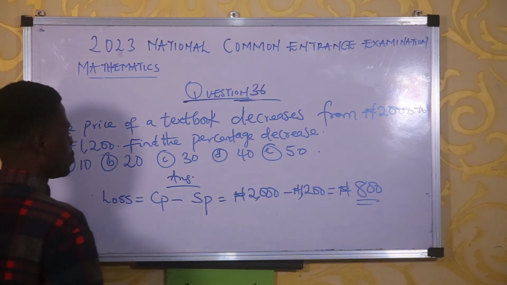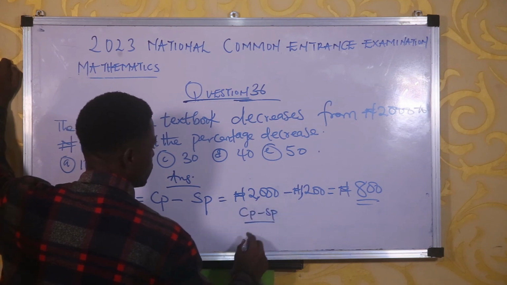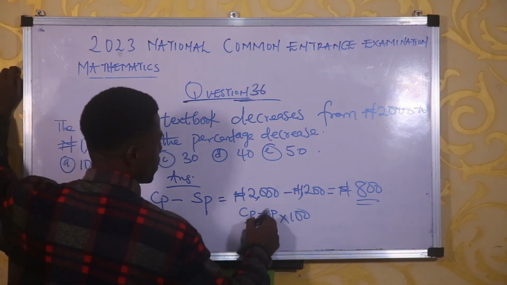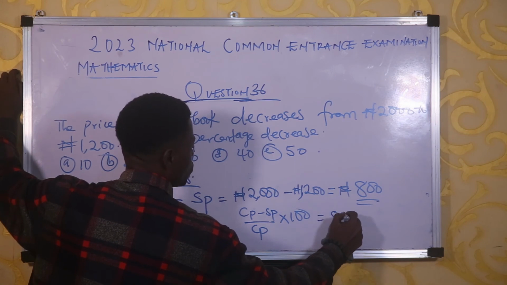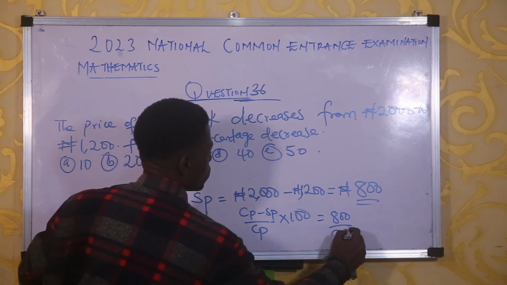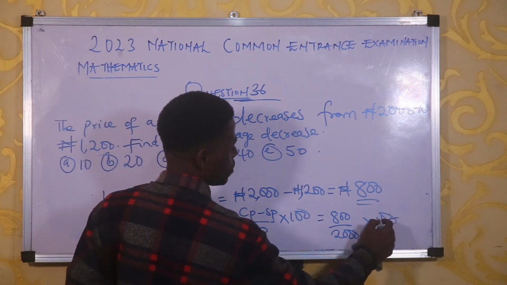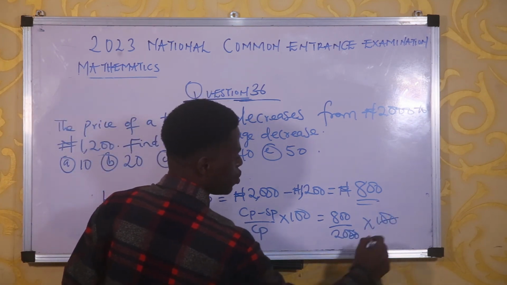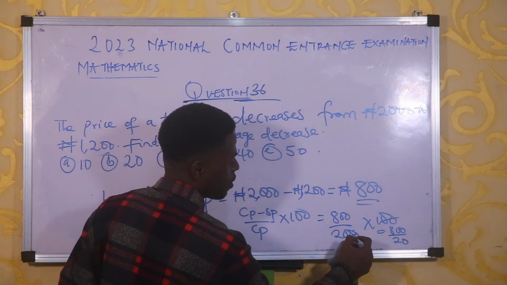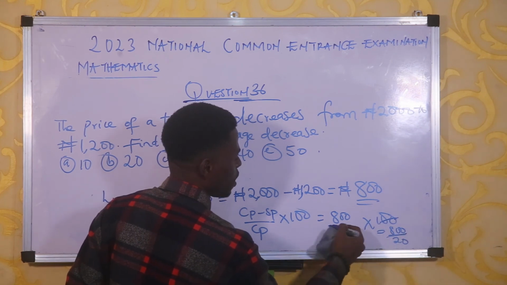Now we should find the percentage. So to get our percentage, we say cost price minus selling price, divided by the cost price, times 100. So cost price minus selling price is 800, divided by the cost price, which is 2,000 naira, times 100. Take note of that. So we cancel here, and it will remain 800 divided by 20. Take note of that, because we are cancelling the zeros. So 800 times 1 gives us 800, divided by 20.